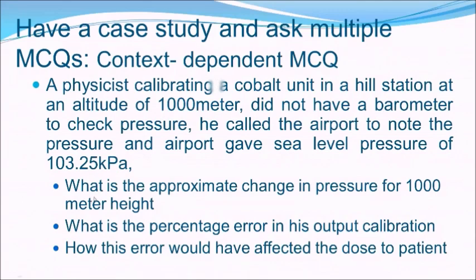For example, in this, I can ask, what is the approximate change in pressure for 1,000-meter height? The physicist should know what is the change in pressure for this, right? And what is the percentage error in his output calibration because he is using a sea level pressure instead of 1,000 meters? What will be the percentage error? You can also ask how this error in the output will affect the patient treatment, whether it will give an extra dose to the patient or less dose to the patient.